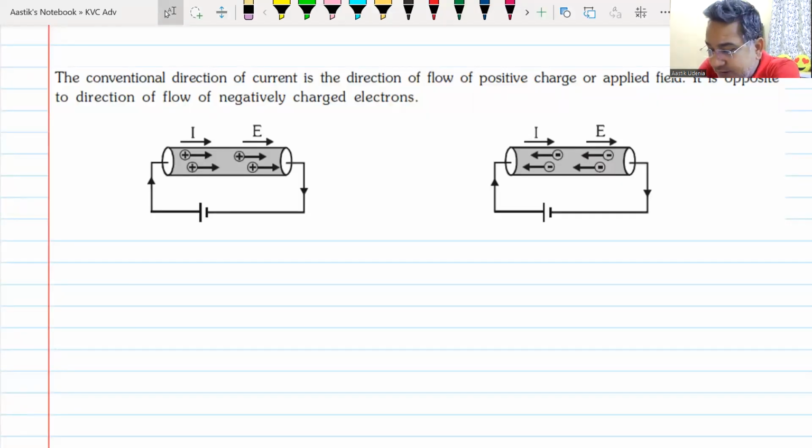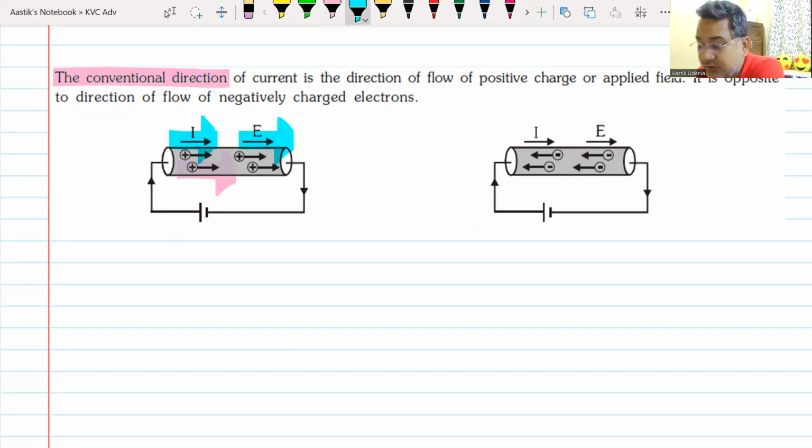Current has a magnitude, and current also has a direction. Whenever we talk about the direction of current, we are talking about the conventional direction of current. The conventional direction of current is the direction of flow of positive charges. Positive charges will always flow from a point of higher potential to a point of lower potential. That means the conventional direction of current would always be from the positive terminal of the battery to the negative terminal of the battery. Outside the battery, it will be the same as the direction of the electric field.